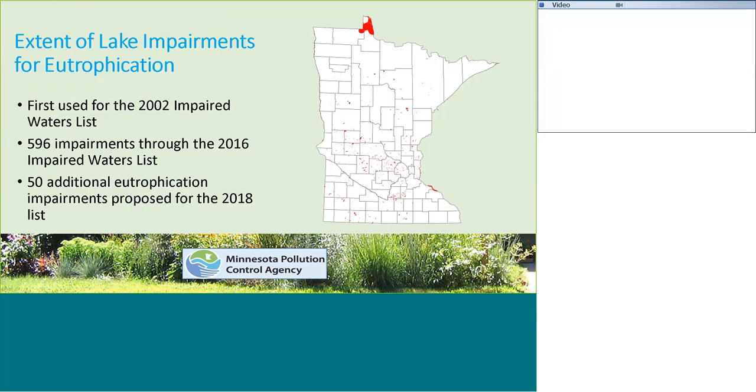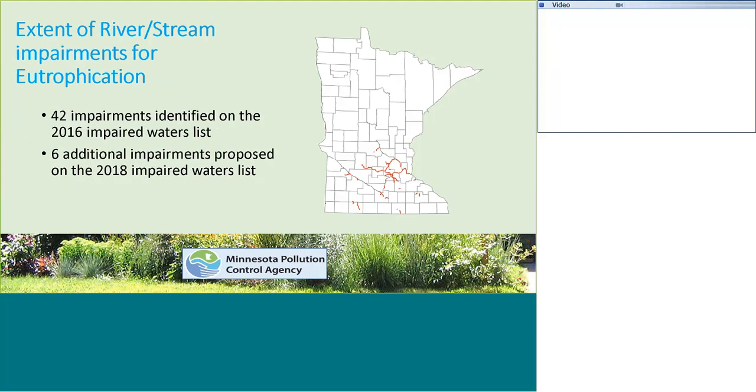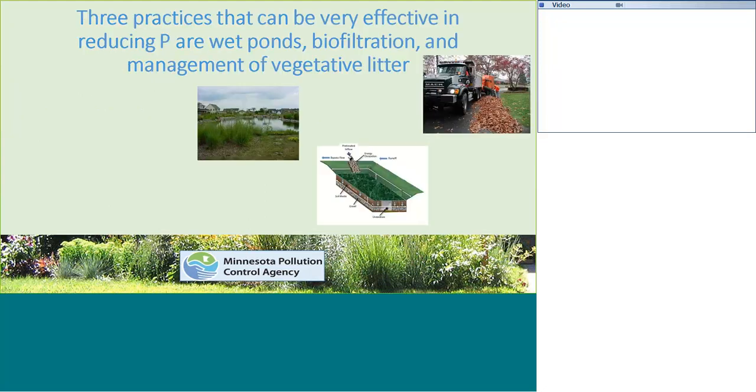In Minnesota, it doesn't show up real well here, but we have 596 impairments as of 2016 with another 50 ready to go in 2018. So we have over 600 lakes in Minnesota that are considered to be impaired for eutrophication. So it is a widespread concern. Streams, even though we haven't been assessing them for quite as long, we're still looking at 42 impairments with an additional 6 here in 2018. So again, it is a statewide issue here.